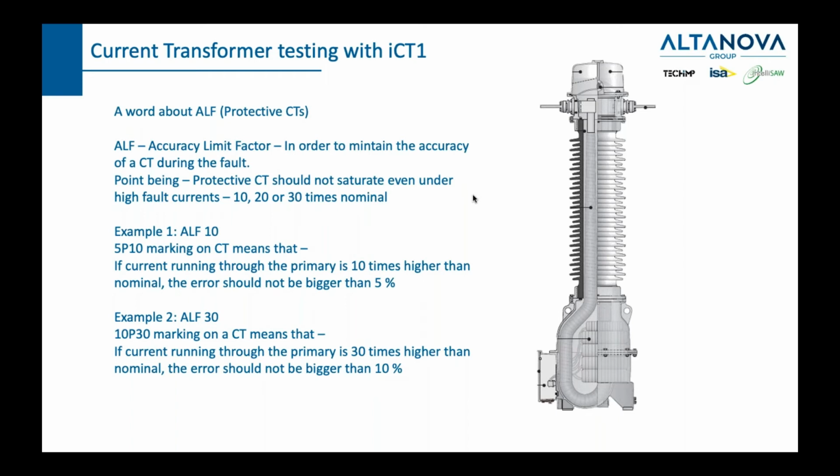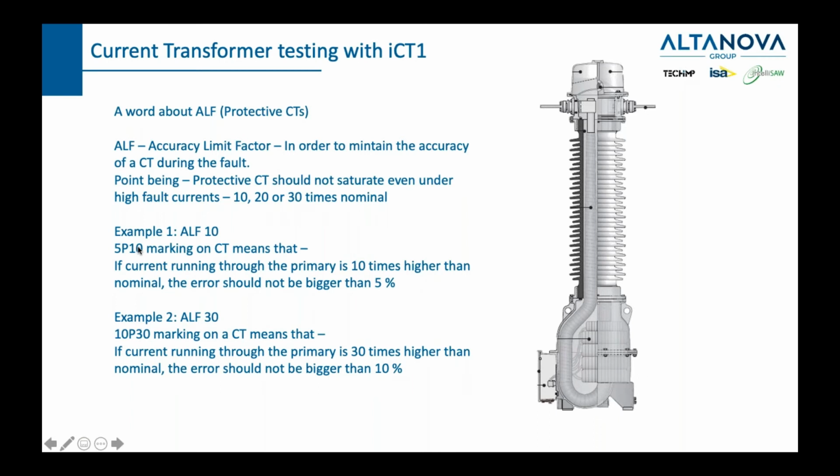When you look at the protective CT, you will always see some kind of marking like this, 5P10 or 10P30. There are few combinations. The P here stands for protection, and in this case, number 10 is ALF. Here is ALF 10. Here we have ALF 30. So what does this mean?